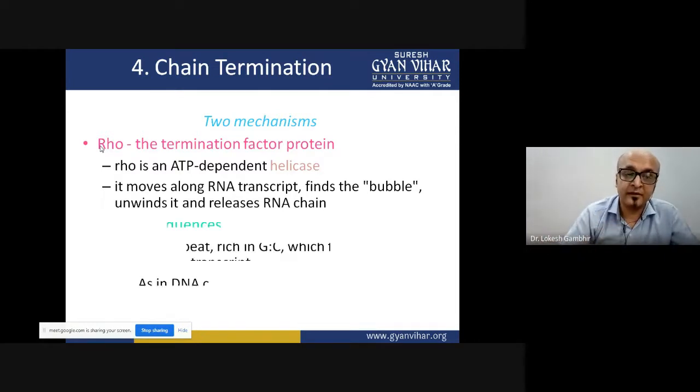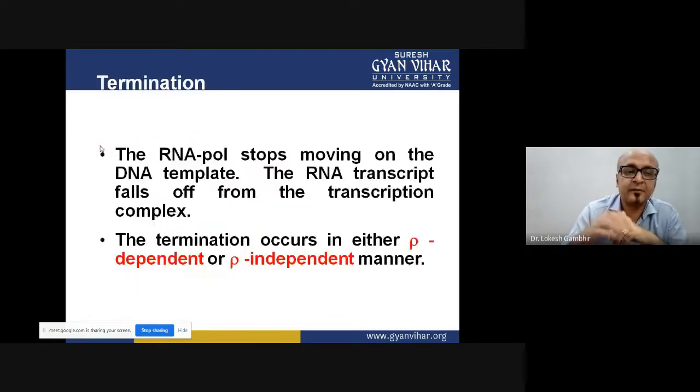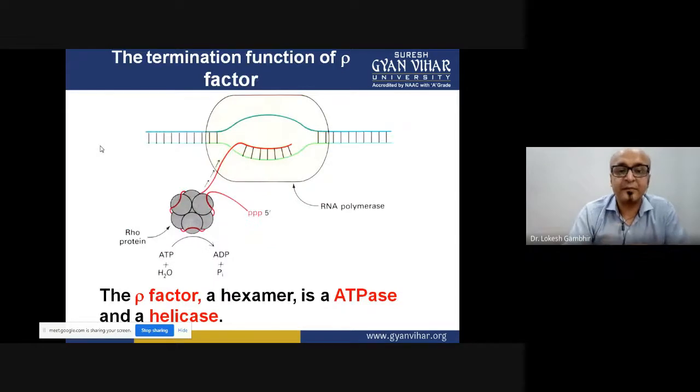Whereas the other mechanism is that there are certain specific sequences formed in the RNA molecule which give rise to a stem loop like structure, which eventually changes the conformation of RNA polymerase, causing the dissociation of that particular enzyme. So let us see how it is happening, the Rho dependent and independent manner. See, this particular example is of Rho dependent termination of transcription.